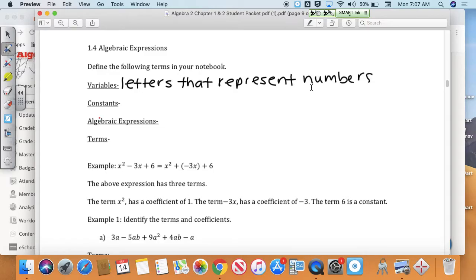The most commonly used variable that we use a lot of times in math is x. But you could use anything: x, y, z, a, b, c, and so on. Any letter of the alphabet that represents a number is considered a variable. Constants are plain numbers.